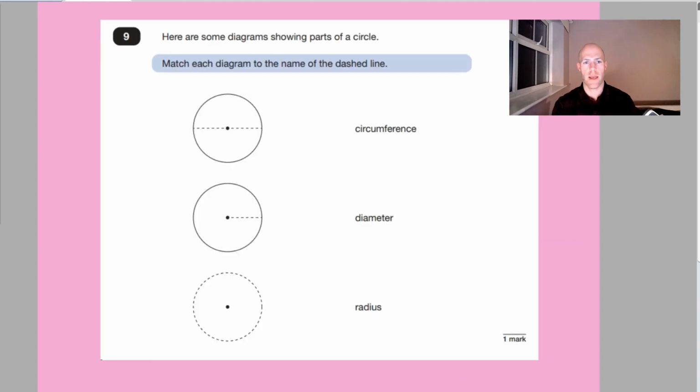Question 9. Match each diagram to the name of the dashed line. It's going to just be learning the terms on this one. Parts of a circle. So circumference, the way I remember it is that it looks like circle and it goes round the shape. So the dashed line would be here. And if I ever do a diagram, I'd be like circumference, round in a circle.